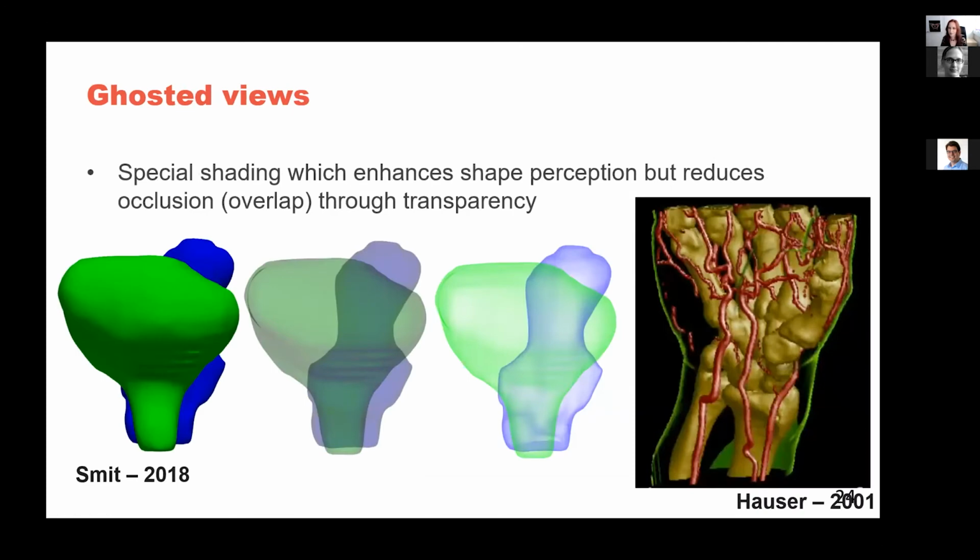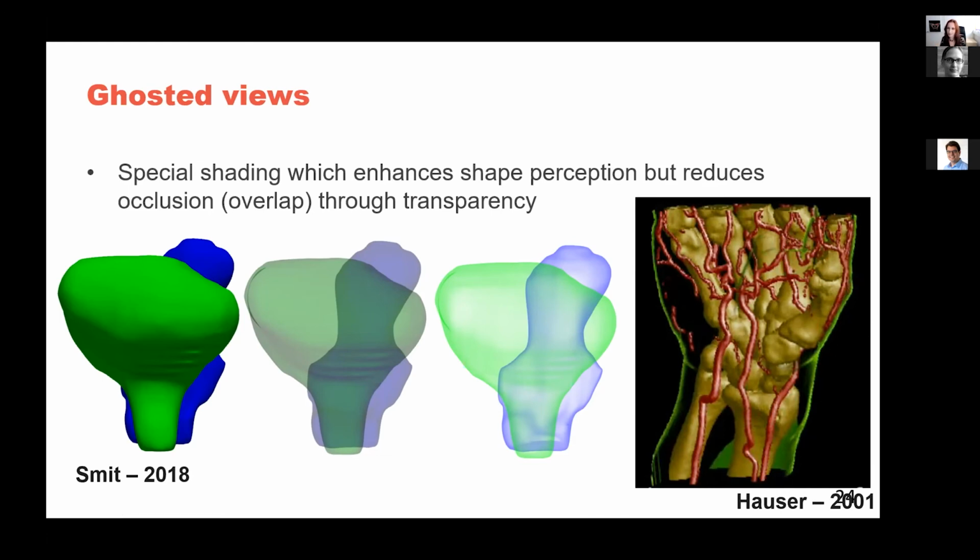Another technique you can use is ghosted views. And in ghosted views, this is a sort of special shading which enhances the shape perception, but at the same time reduces occlusion or overlap through transparency. And on the right, you see some work from Helwig Hauser, who presented yesterday. And you see sort of the skin of the wrist is rendered in a transparent way, but you can also still see the edges highlighted. This is the ghosted view technique. Here we see it also on the left with these two objects as shown before. So with normal transparency, you don't see which is in front, but with the ghosted view, you get a far better perception of the shapes.